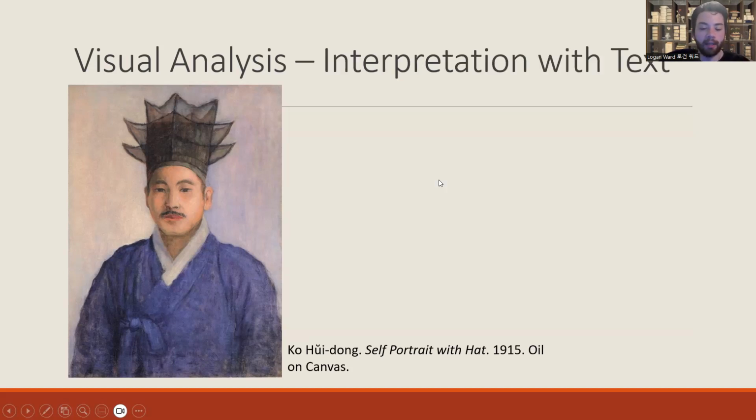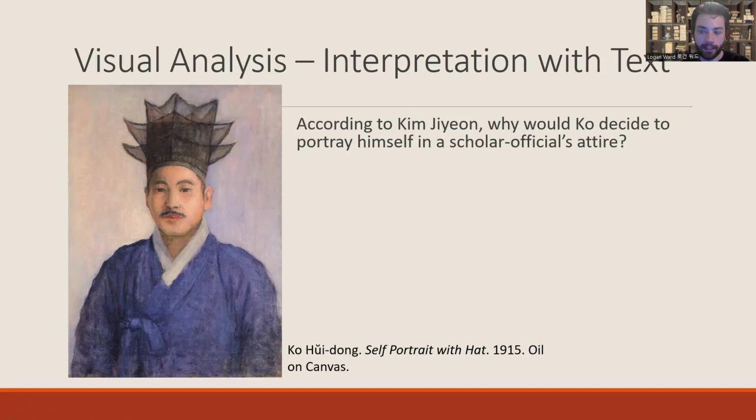So let's think about this. You read this article about this portrait, right? What did the author Kim Ji-yeon say about why Ko would decide to portray himself in a scholar official's attire? Do you remember what she was saying? There's a couple of different reasons that could be possible. What were some of them?